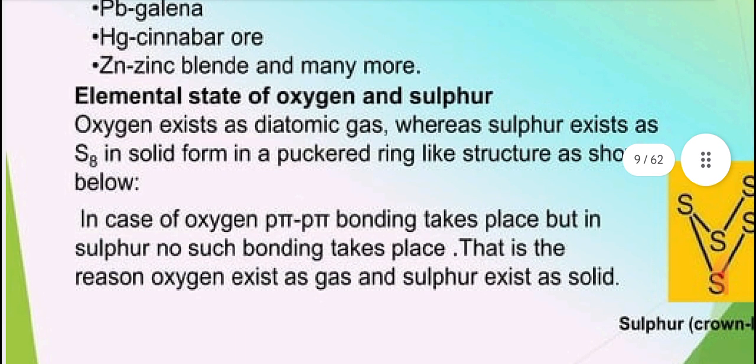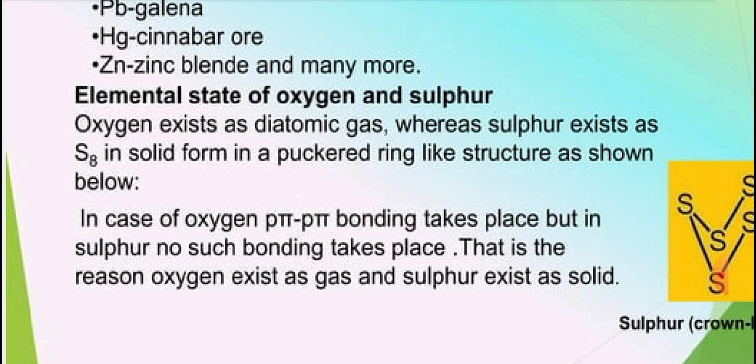Elemental state of oxygen and sulfur. Oxygen exists as basically a diatomic gas, whereas sulfur exists in a form called the puckered ring form, as shown. In the case of oxygen, p-pi bonding takes place, but in sulfur no such bonding takes place. That is the reason why oxygen exists as a gas and sulfur exists as a solid.